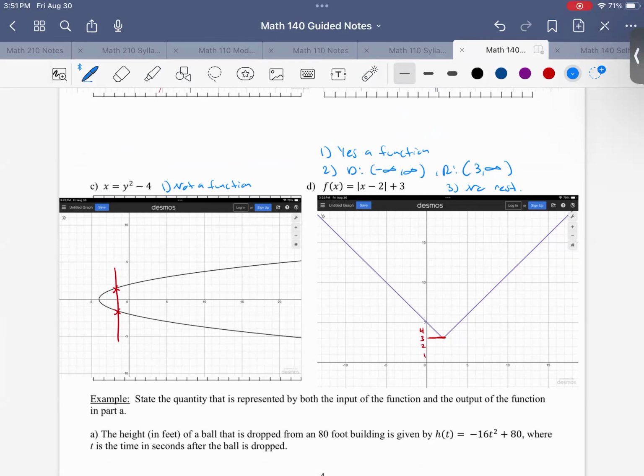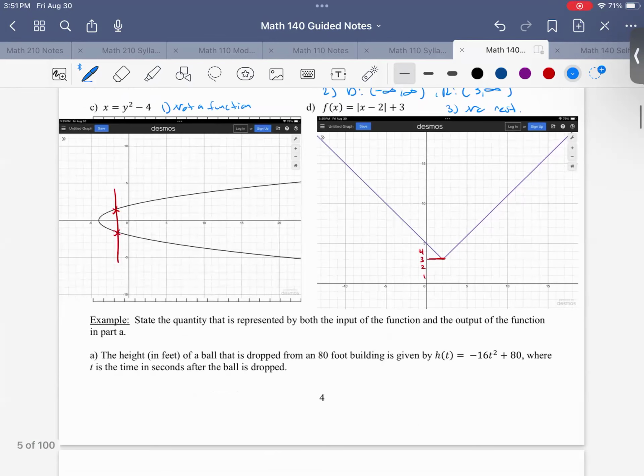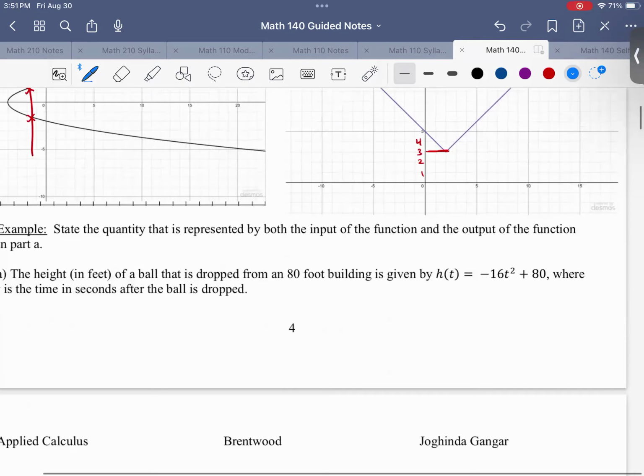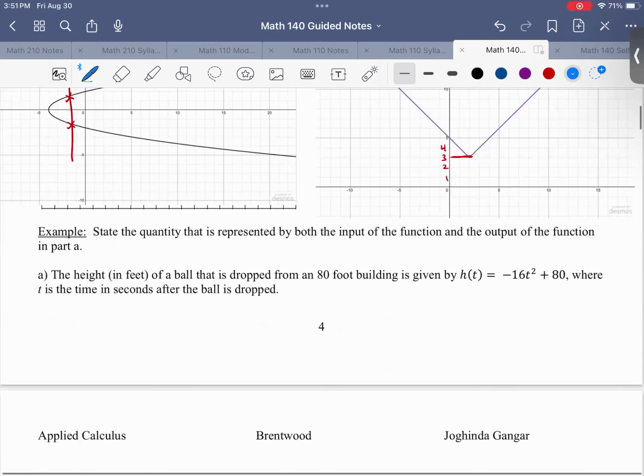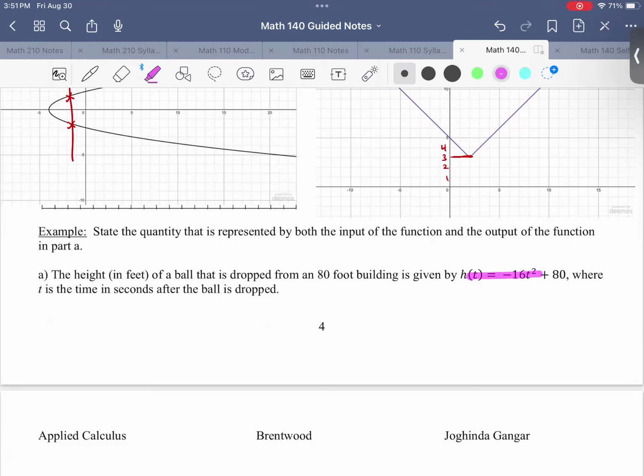Okay, so that's it for graphing for this section. And now let's move on to this last part where we are applying some things to functions. So example here: state the quantity that is represented by both the input of the function and the output of the function in part A. Part A says the height in feet of a ball that is dropped from an 80-foot building is given by the function h of t equals negative 16t squared plus 80, where t is time after the ball was dropped.